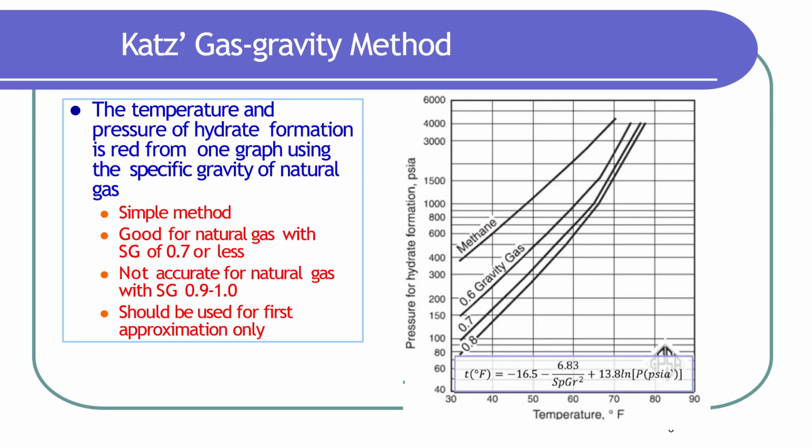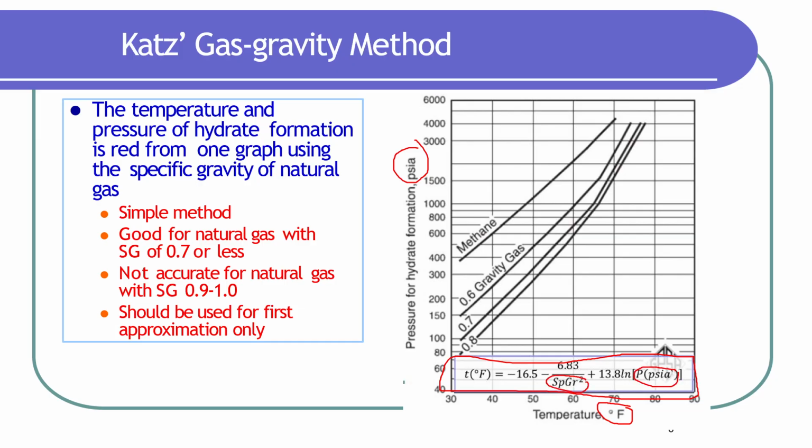Here we are just seeing the chart in a different formula, where you can see the pressure in PSIA absolute and the temperature in Fahrenheit, and you can use this mathematical formula to calculate the temperature of the hydrate formation if you know the pressure and if you know the specific gravity of the gas that you have.